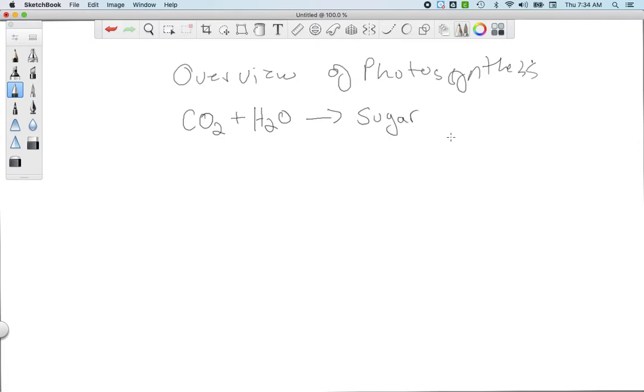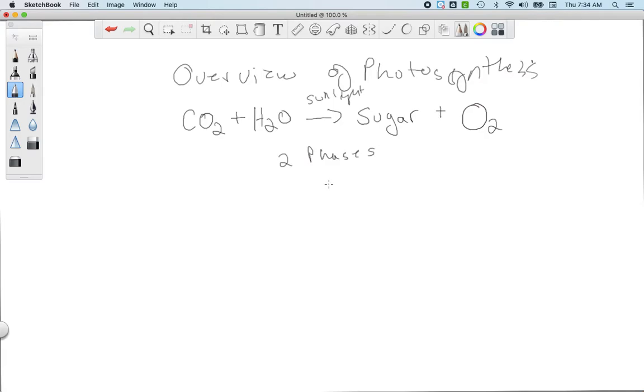sugar. Now we would have written that as C6H12O6, but sugar is what we're really talking about. We don't need to know the chemical formula for that. And oxygen. So carbon dioxide and water, and we need sunlight here for photosynthetic organisms, are going to give us sugar and oxygen. That happens in 2 phases. So it's not just a simple chemical reaction. You just can't put carbon dioxide and water and get sugar and oxygen.